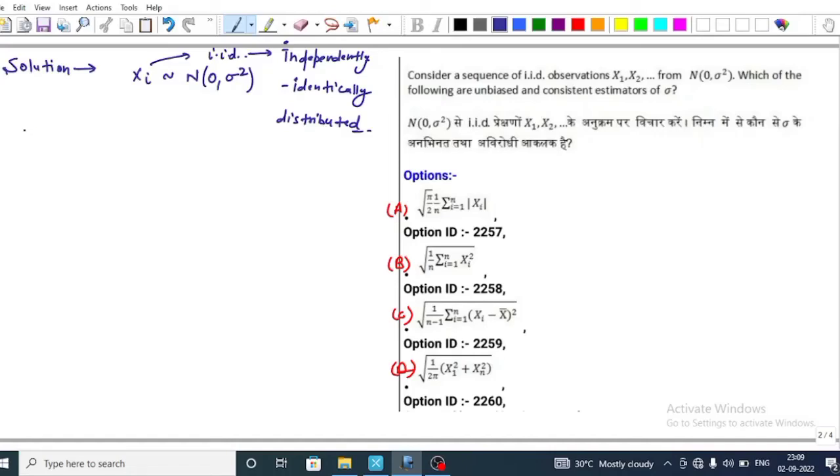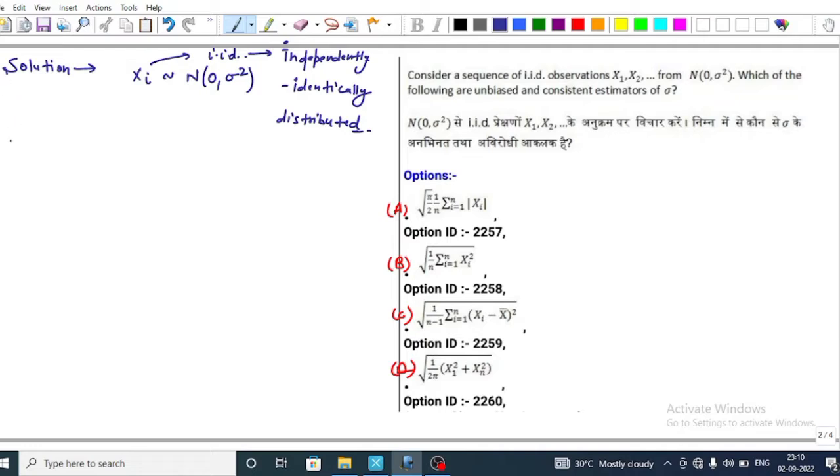Hello everyone, this is a question of CSIR-NET and this question is based on an unbiased and consistent estimator of parameter. Now we are given that sequence of IID observations xi from normal distribution, where mean is 0 and variance sigma square. Here IID means identically independently distributed random variables.